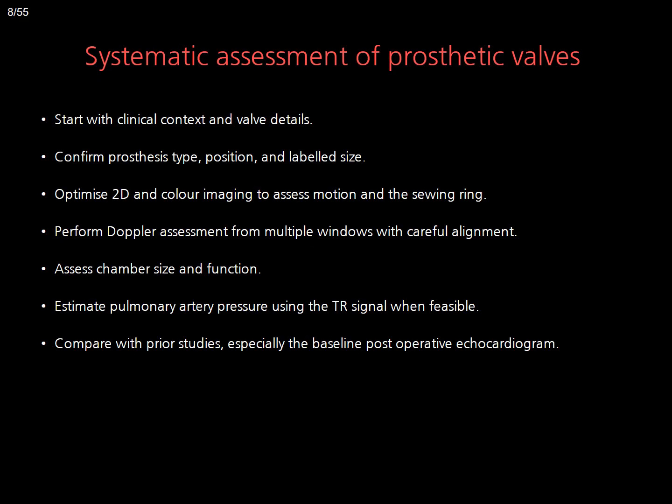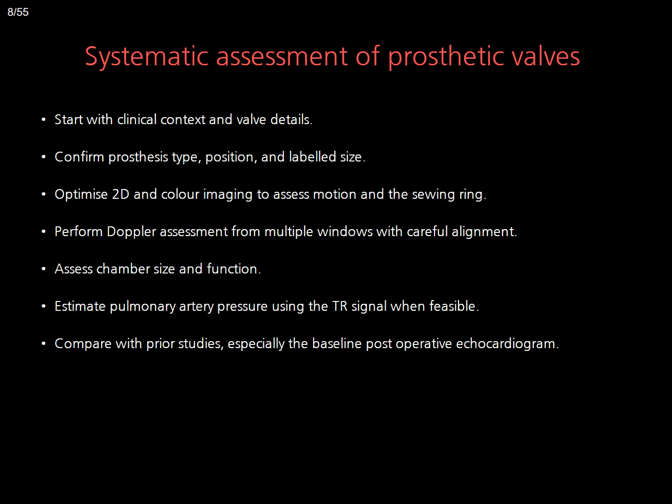Before you measure anything, anchor the study in the clinical context. Heart rate, rhythm, and blood pressure can completely change gradients. Next, confirm what valve is in place, where it sits, and what size it is. Then image the prosthesis carefully to check motion, seating, and any abnormal masses. After that, move to Doppler and sample from multiple windows to avoid underestimating velocity.